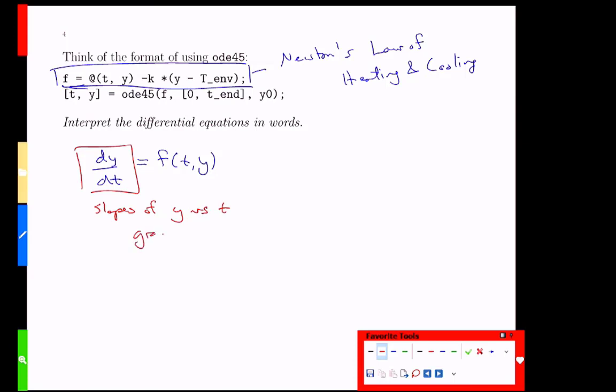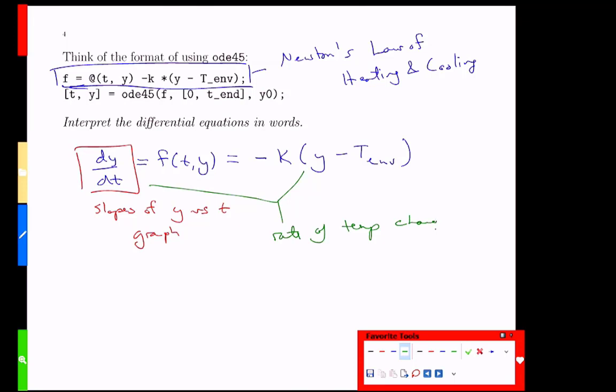That's the slopes on the t-y graph. And that happens to be equal to, on the other side, minus k times y minus t environment. And all of that together, sorry, it's not just that part. These together say that the rate of temperature change is proportional to, is a constant times, a temperature difference. Notice this difference here. Temperature difference. We'll leave it at that.